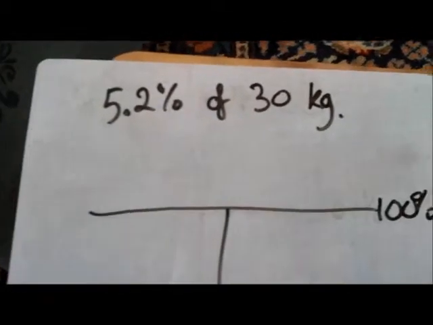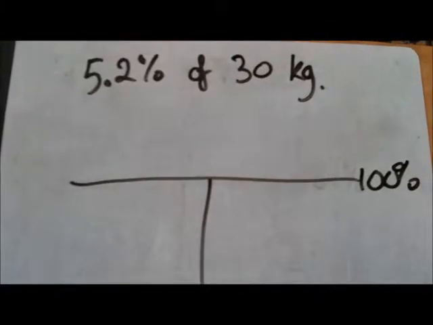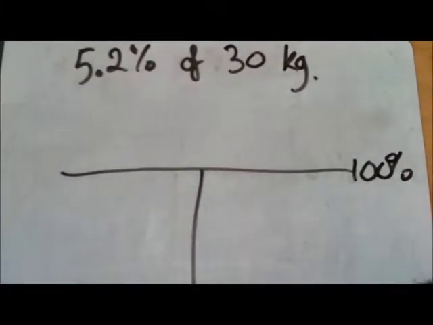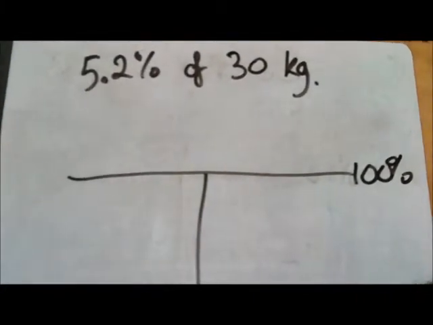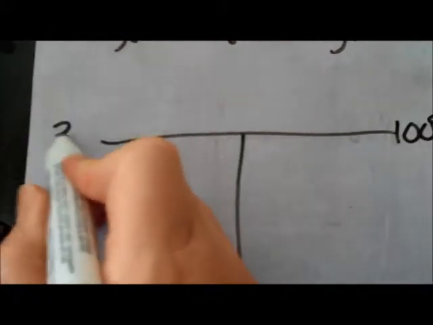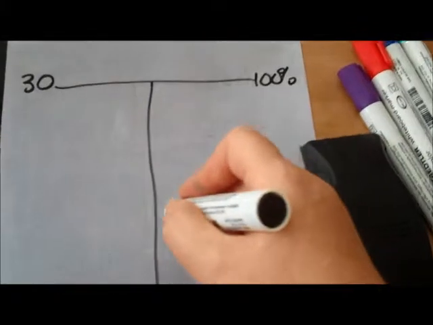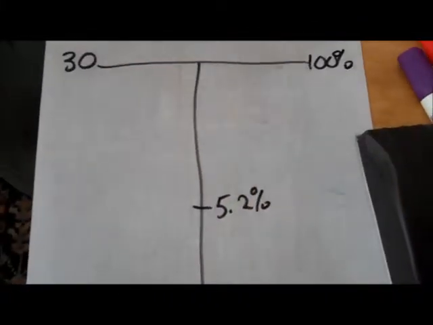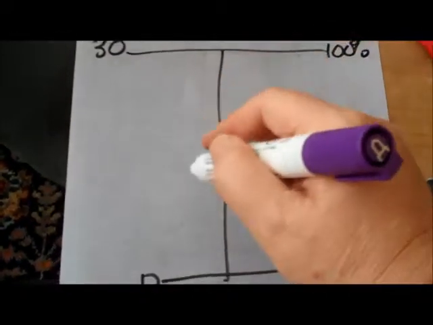So let's have a look at another example, 5.2% of 30 kilos. Okay, so 10% would be 3 kilos. So we're looking at somewhere around the 1.5 kilo mark, aren't we? A little bit more. So what do you know? Well, you know that 100% is 30 kilos. What would you like to know? 5.2%. So I've put everything I know in. Now I have to say to myself, okay, and this is the number that I'd like to know.